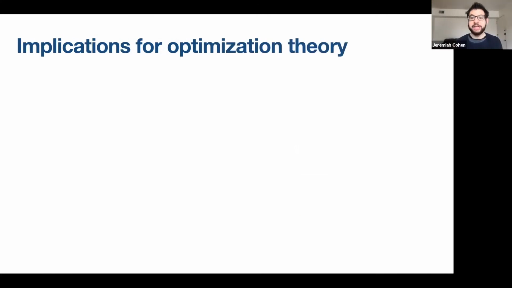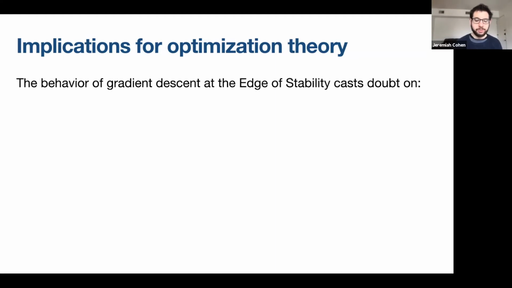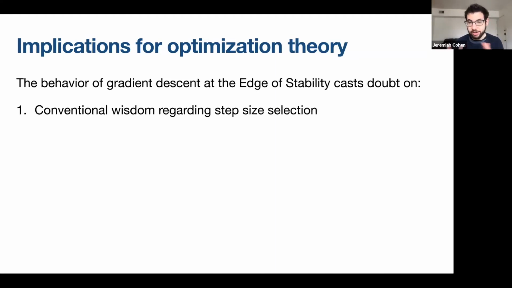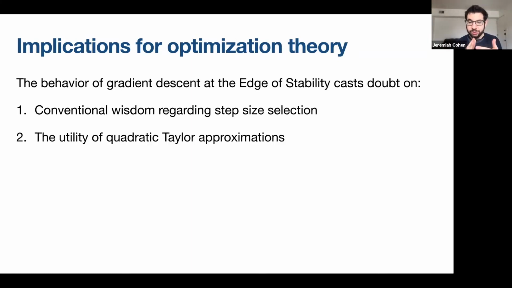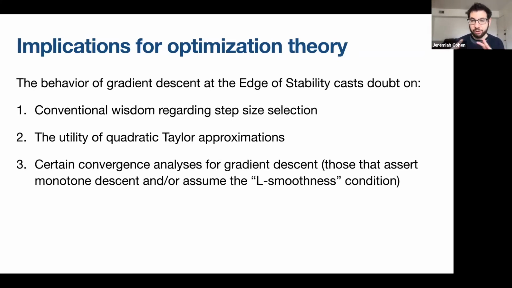Now, this finding has some implications for the theory of neural net optimization. First of all, it casts doubt on some conventional wisdom regarding step size selection. Second, it casts doubt on the utility of quadratic Taylor approximations as a model for the local progress of gradient descent. And finally, it casts doubt on certain convergence analyses for gradient descent, in particular, those that aim to prove that the training objective decreases monotonically, or those that assume the condition called L-smoothness. So I'll talk about all this more later. I just want to preview why we might care about these findings.